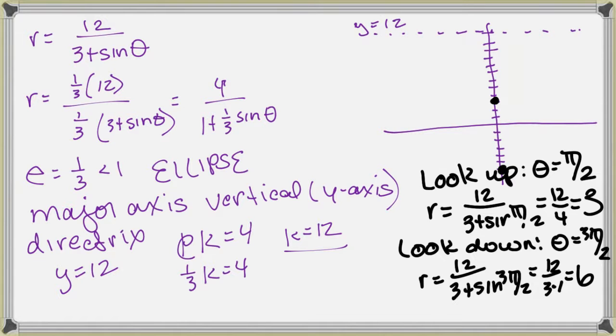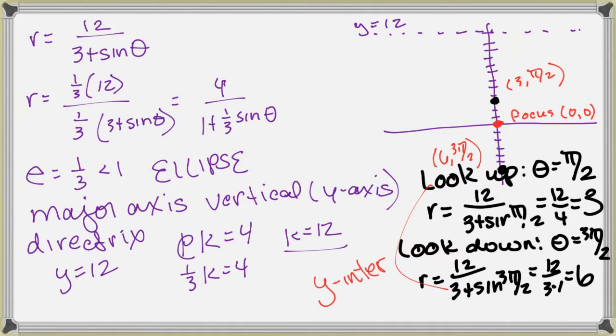And so now we know that the focus is at the origin, 0, 0. We also just figured out that this point was 3, pi over 2, and that this point down here is 6, 3 pi over 2. So these are the y-intercepts, by the way. Okay, so you can think of those as the y-intercepts, looking up and looking down.